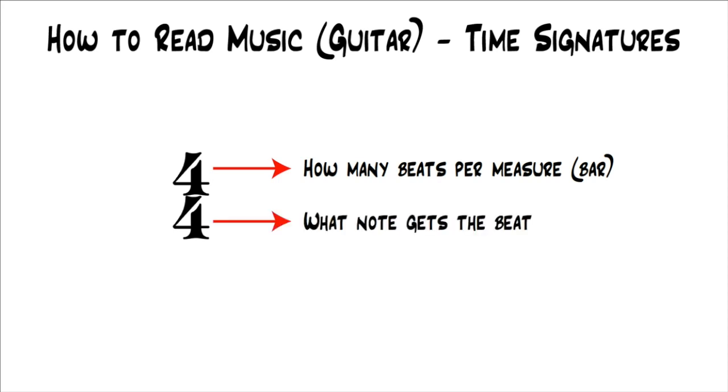The bottom number represents what note actually gets that beat, meaning where that beat is going to land within a bar of music. So what note, whether that note is played or not by an instrument, where that actual beat is landing and what note duration it actually is. And the way you determine that, it's a little confusing if you've never seen it before. This 4, what that's actually representing is the quarter note.